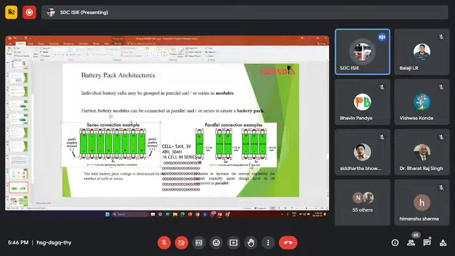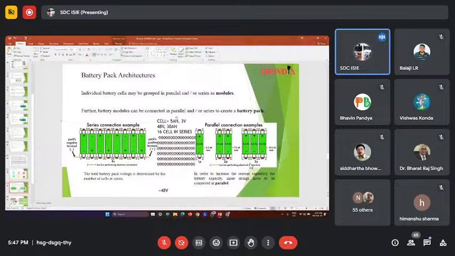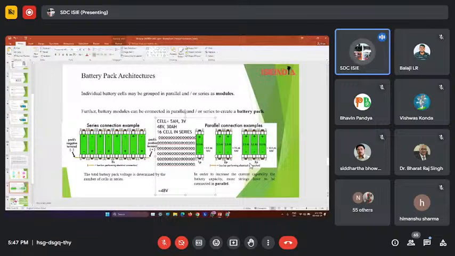So can you tell me how many cells are there? How many total cells are there? 96. Right, 96. So now these are the 96 cells. So I have created the battery pack of 48 volt and 30 ampere with the help of 96 cells.